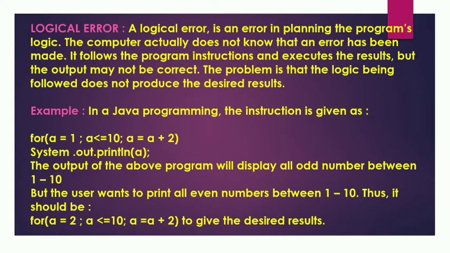Now again, if 2 is added, 10 plus 2 will give you 12, and 12 will not be displayed because 12 is greater than 10. So this is how the logic of the program has to change to get the desired result. This is known as a logical error.